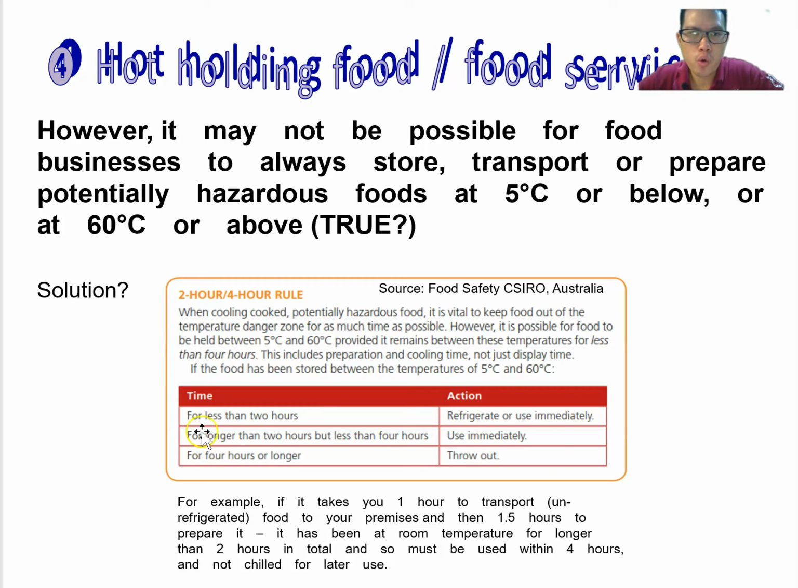If you hold it there for less than 2 hours, and there is no more crowd, you can refrigerate immediately, and you may be able to reheat and reuse it. If it's longer than 2 hours, you don't refrigerate, don't keep it anymore, use it immediately. If more than 4 hours, throw out. Do not reuse it, because the microorganism load could be very high already.